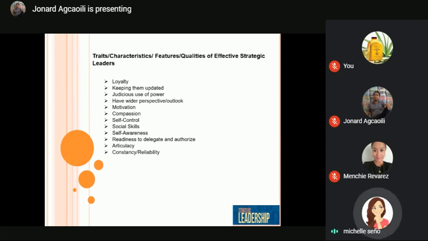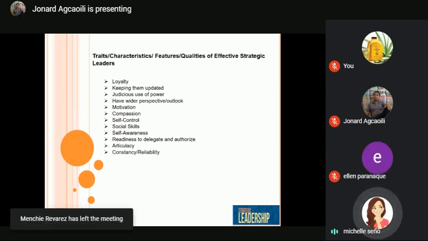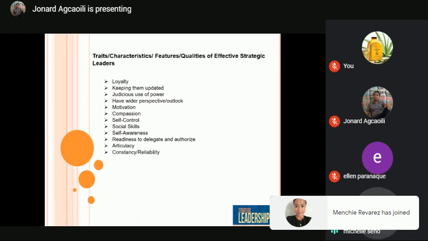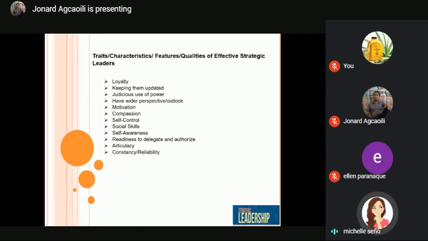So, loyalty. Powerful and effective leaders demonstrate their loyalty to their vision by their words and actions. So, kailangan yung isang leaders para ma-achieve yung isang goal. So, dapat loyal po siya dun sa kanyang vision para ma-achieve po yung goals. Hindi lamang po sa salita, syempre with actions din po.